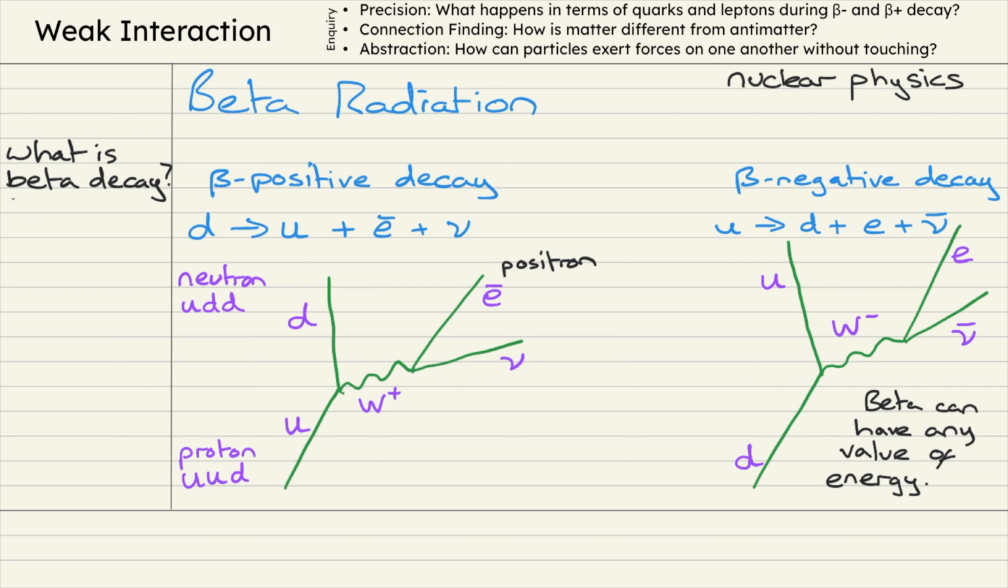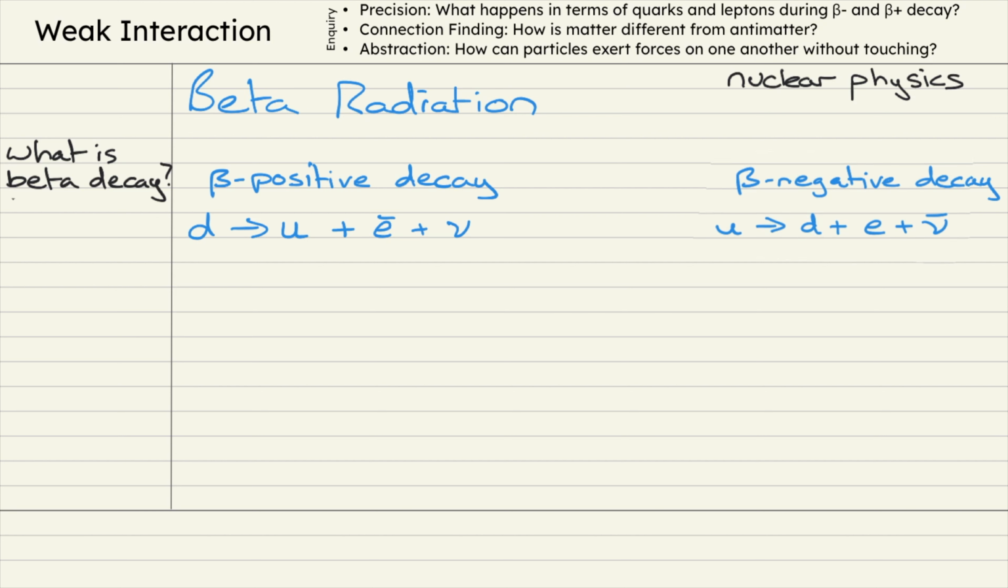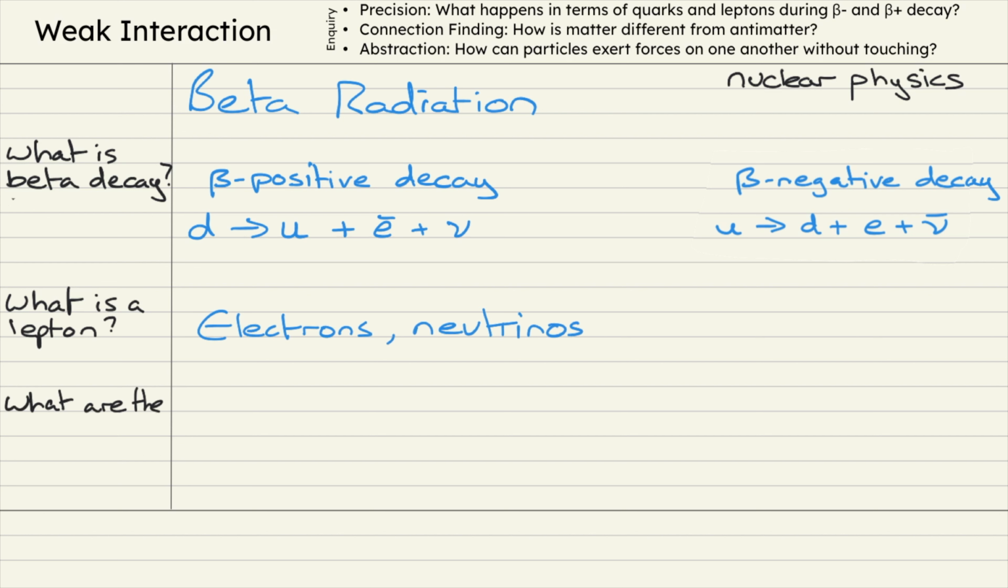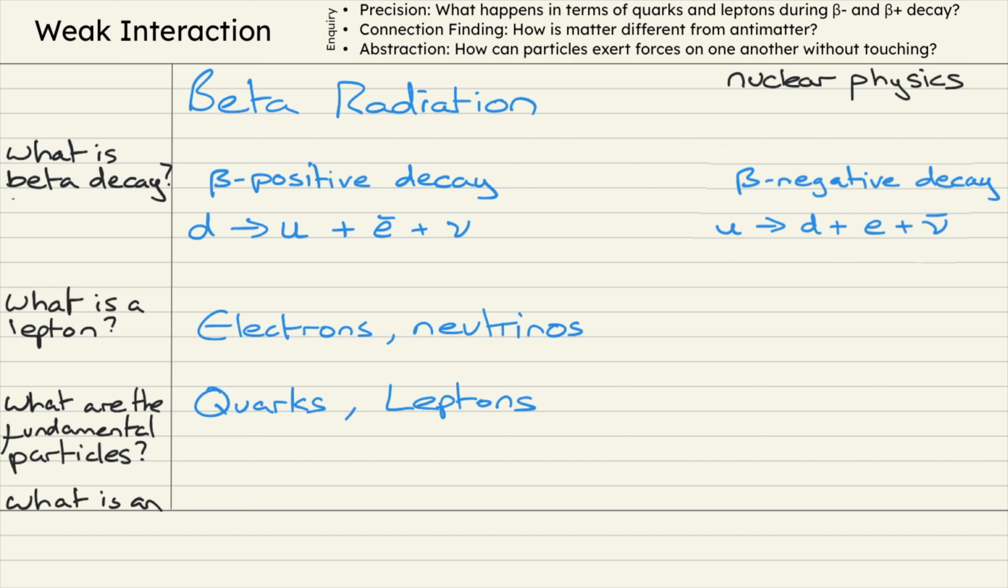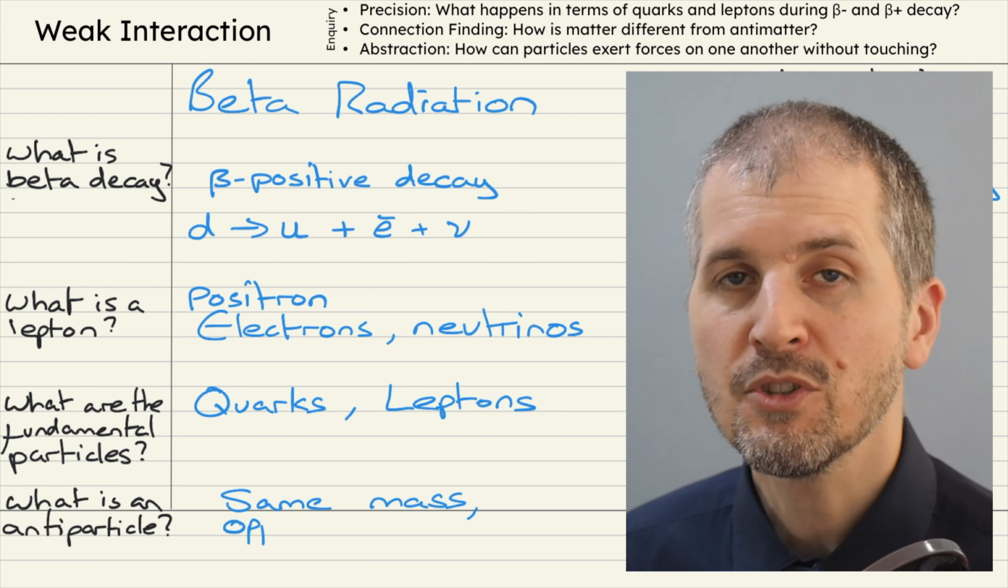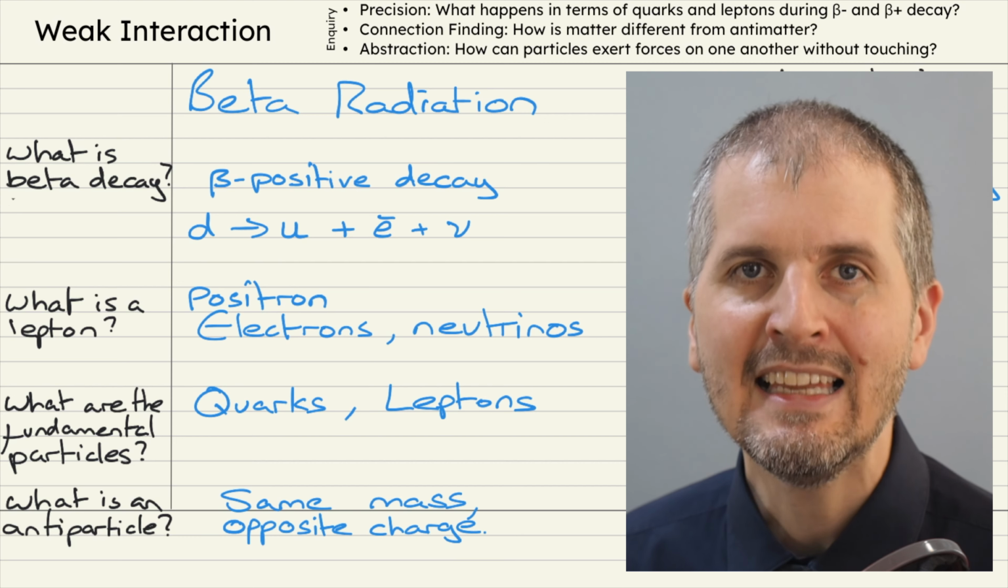All you really need from this lesson video are the quark equations for beta minus and beta plus decay. So up, up, down goes to up, down, down plus e plus nu bar. And up, down, down goes to up, up, down plus e bar plus nu. You should also know that electrons and neutrinos are members of the same family, which we call leptons, and that leptons and quarks are considered to be fundamental particles. The positron is the antiparticle of the electron, which means they have the same mass but opposite charge. Everything else was just for fun, but I hope you're trying to understand at least a little bit of it.